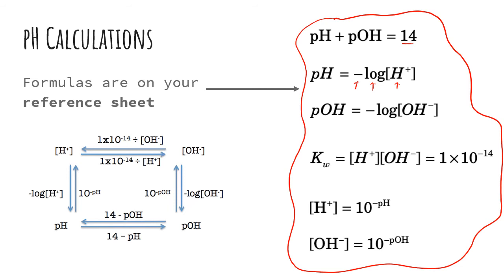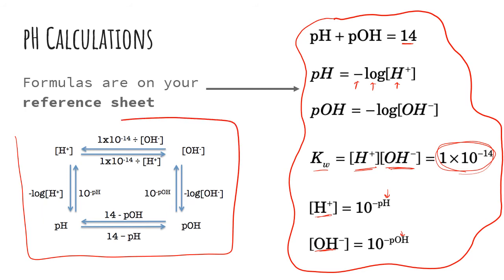We have a constant called Kw, that's 1 times 10 to the negative 14. Whenever you multiply the concentration of H+ times the concentration of hydroxide, you're always going to get this number, 1 times 10 to the negative 14. And then if instead of having the concentration of hydrogen or hydroxide, we have pH or pOH instead, we can do 10 to the negative pH to get hydrogen, 10 to the negative pOH to get hydroxide.